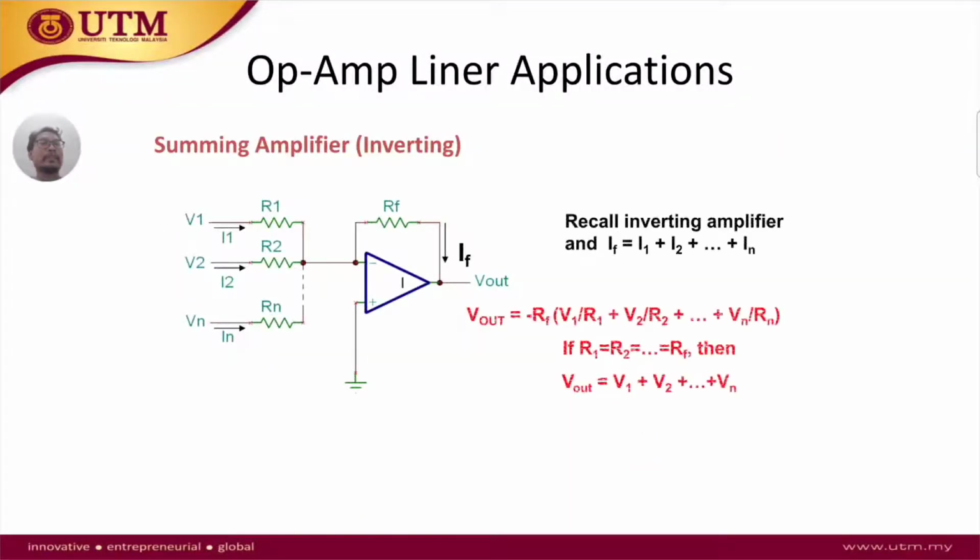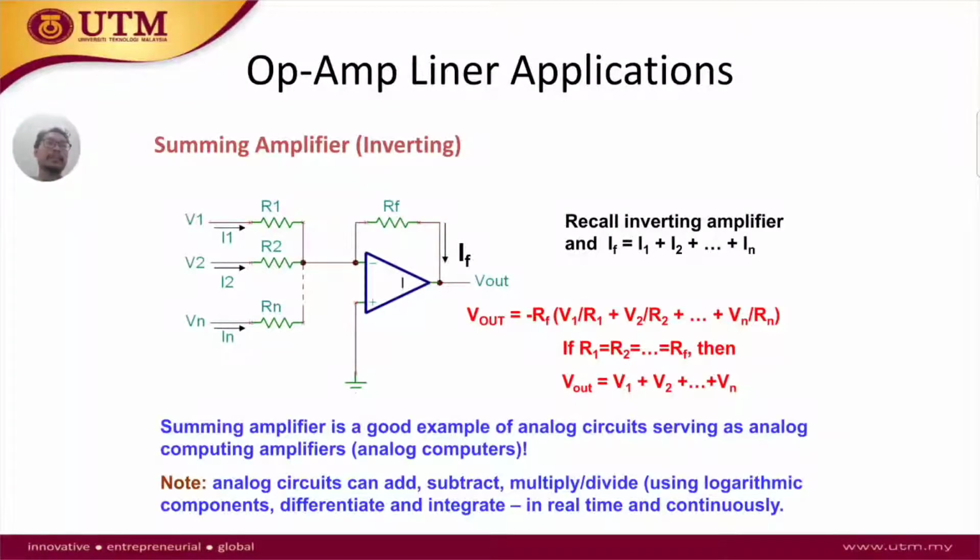Okay, so let's look at the next one. The last one, which is the summing amplifier. The summing amplifier is just going to sum the input voltages. So in this case, to analyze this circuit, we say there's a current I at the node there, and the current I there actually equals I1 plus I2 plus IN and so on.